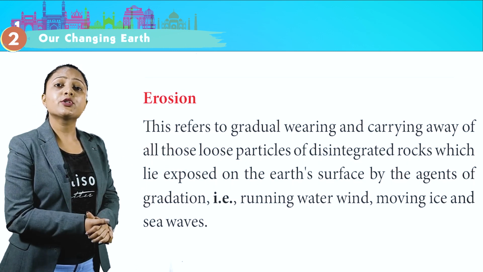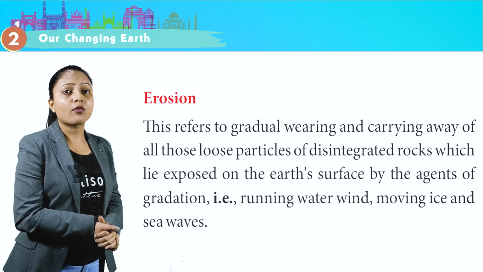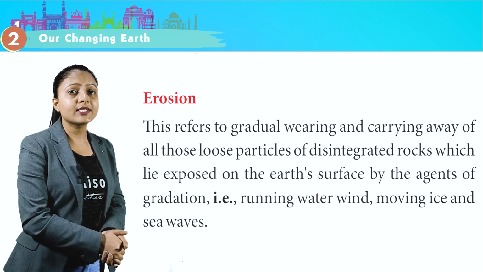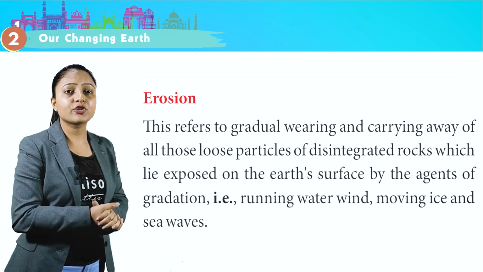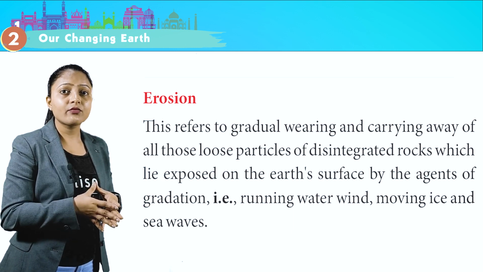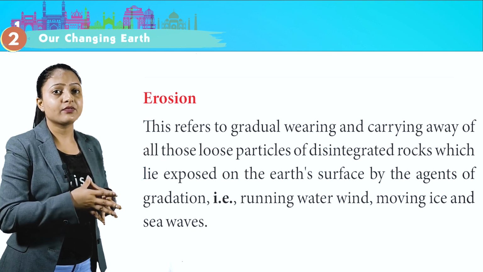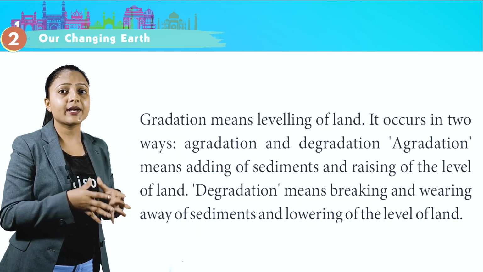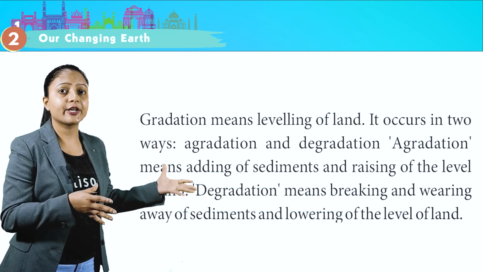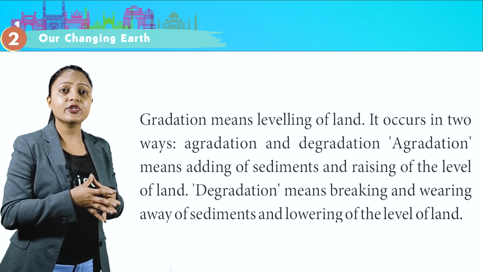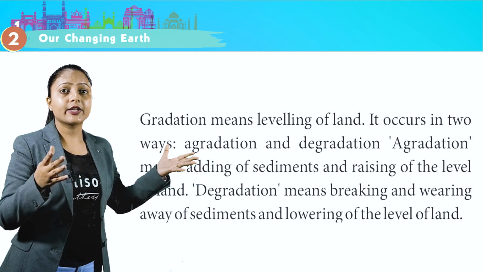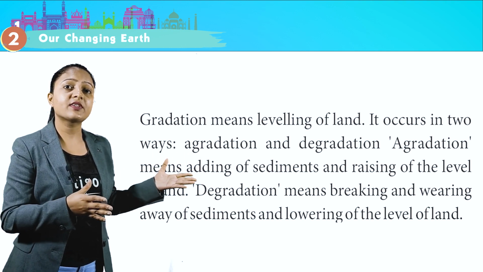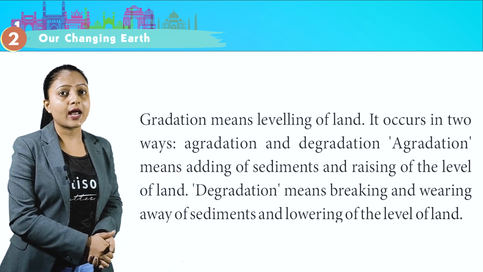Erosion. This refers to the gradual wearing and carrying away of all those loose particles of disintegrated rocks which lie exposed on the Earth's surface by the agents of gradation, that is, running water, wind, moving ice and sea waves. Gradation means leveling of land. It occurs in two ways, aggradation and degradation. Aggradation means adding of sediments and raising the level of land. Degradation means breaking and wearing away of sediments and lowering the level of land.